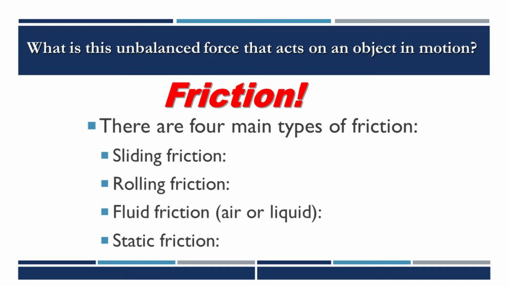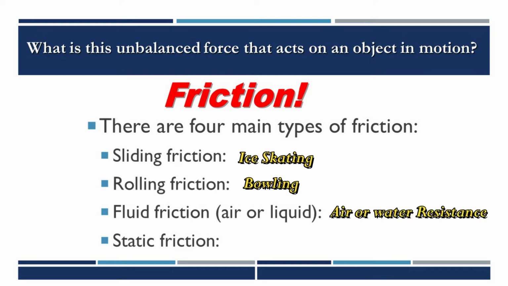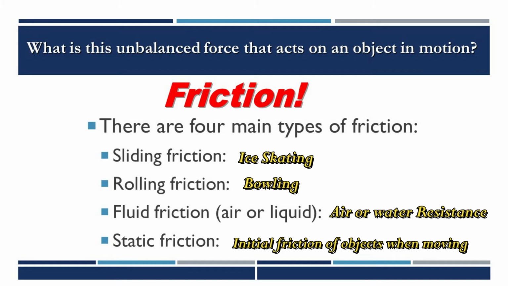There are four main types of friction: sliding friction, rolling friction, fluid friction, and static friction. An example of sliding friction is ice skating. For rolling friction, the example is bowling. For fluid friction in air or liquid, the example is air or water resistance. And for static friction, the initial friction when moving an object is an example.